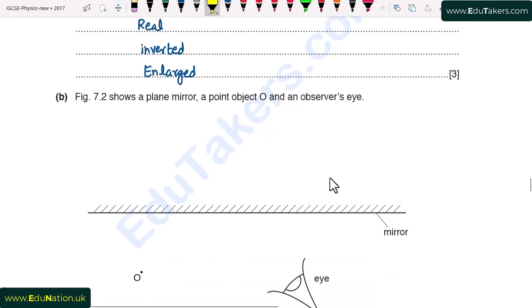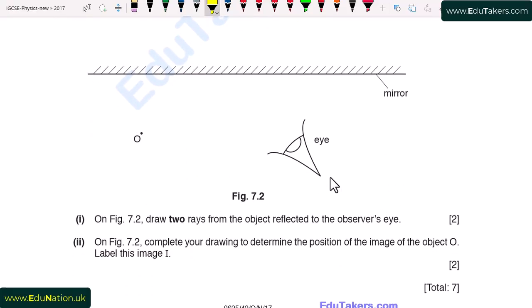Part B. Figure 7.2 shows a plane mirror, a point object O and observer's eye. So here is the figure 7.2. Here we can see that there is a plane mirror, and second, there is the object that is shown by O, and there is also the eye. Part first. On figure 7.2, draw two rays from the object reflected to the observer's eye. So here we have to draw the two rays, and they are reflected by the mirror and then enter into the observer's eye.